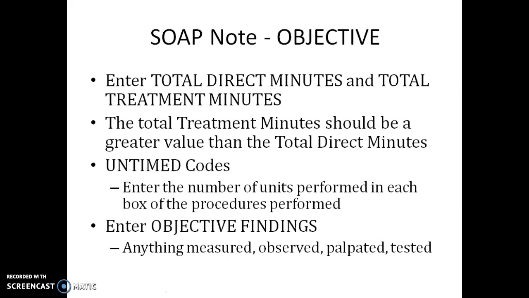Okay. Then in the objective, you're going to enter your total direct minutes and total treatment minutes. And as a PTA, most of your minutes will be direct. The indirect codes are more for the PT when they do the evaluation. So just make sure that your total treatment minutes is greater than your total direct minutes. So your total direct minutes is that time you spent with the patient, and the total treatment time is the time that they were in the clinic.